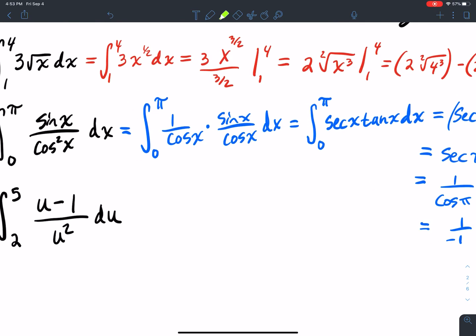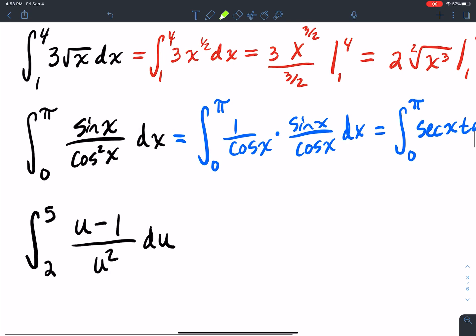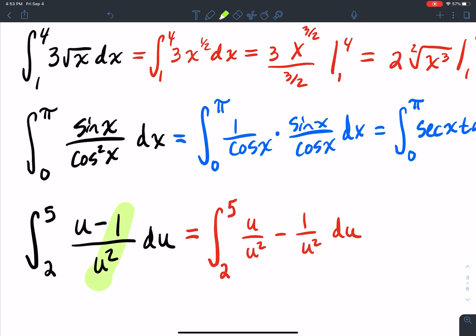Okay, so another algebra trick you're going to run into is you have a rational expression, you need to divide. So you divide and conquer. Anytime I see that plus or minus in the numerator and just some expression in the denominator by itself, I want to divide it out. So I'm going to divide these two things first, and I have u over u squared. And then I divide the second two things, I get 1 over u squared.